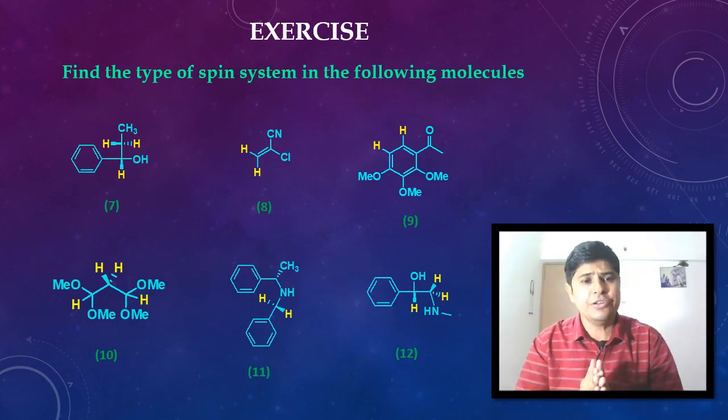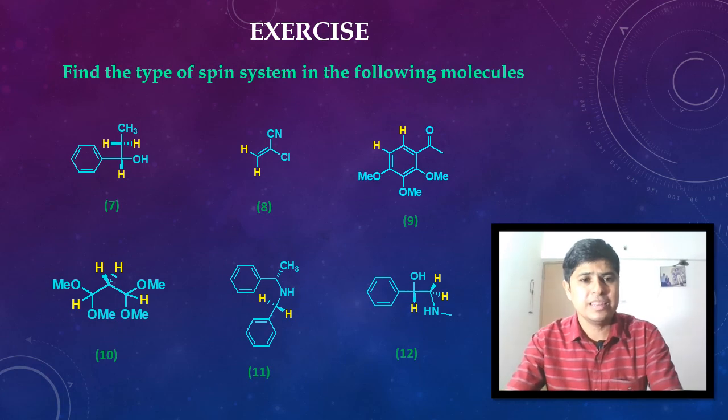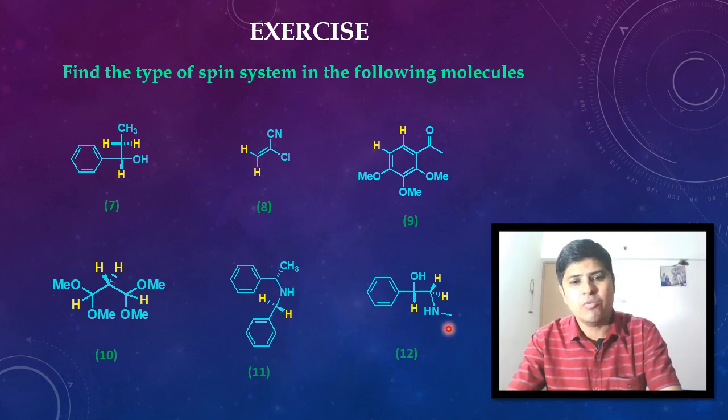See, the assignment is continued here also, the exercise is continued in this slide. Here also you have to find out the spin system in the following molecules. In example number 7, what will be the spin system for these 3 protons? In example 8, what will be the spin system for these 2 protons? In example 9, for this group of 2 protons? In example 10, for these 4 protons? In example 11, for these 2 protons? And in example 12, for these 3 protons?